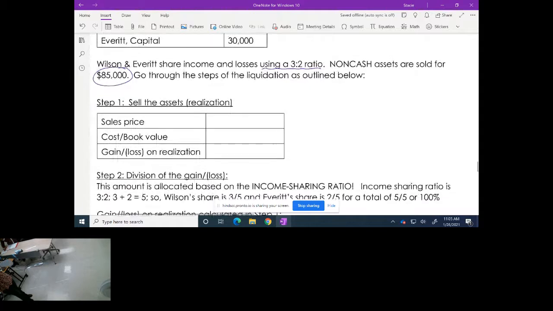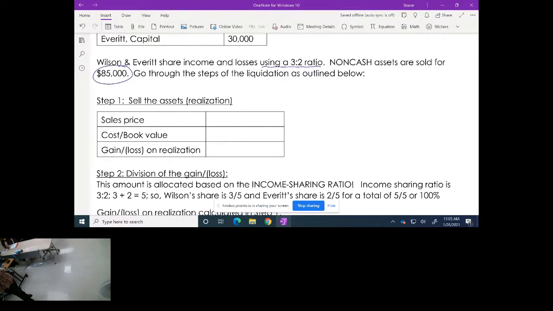So we need to go through the steps of the liquidation as outlined. First thing they're going to do is sell their assets. So what did they tell us the sales price was? $85,000.